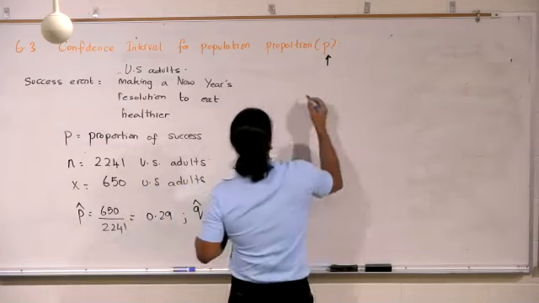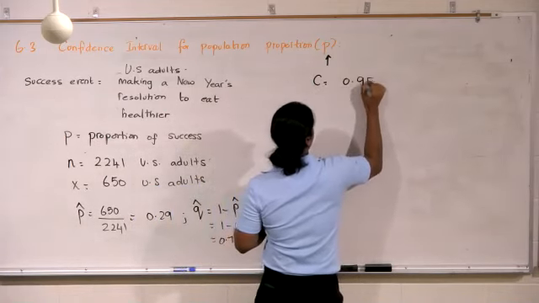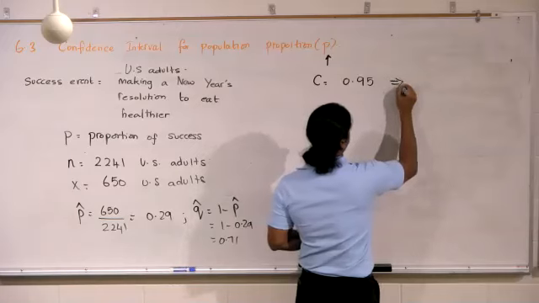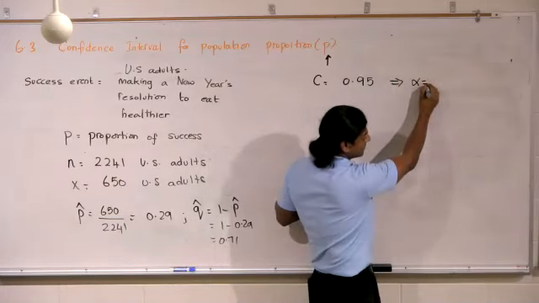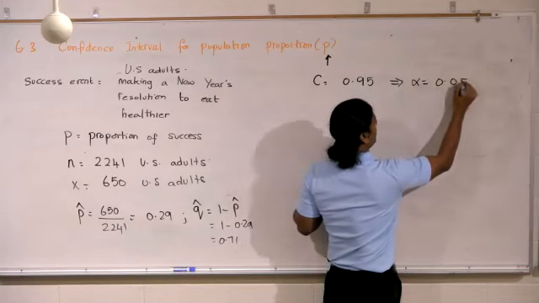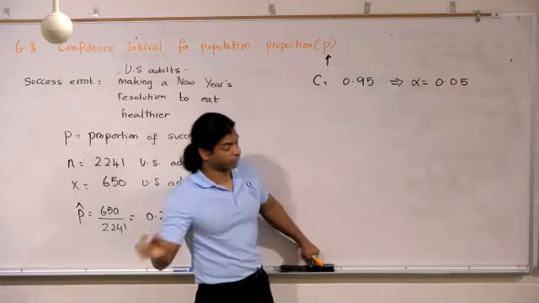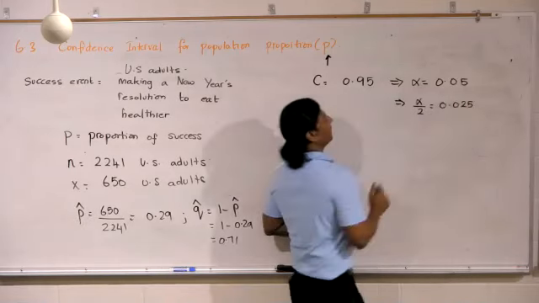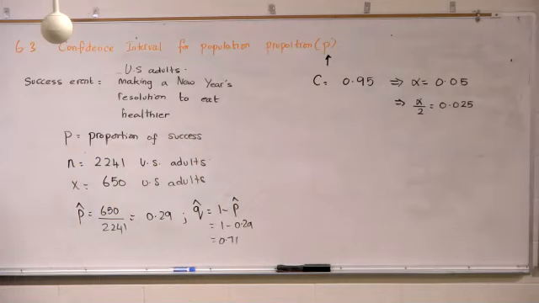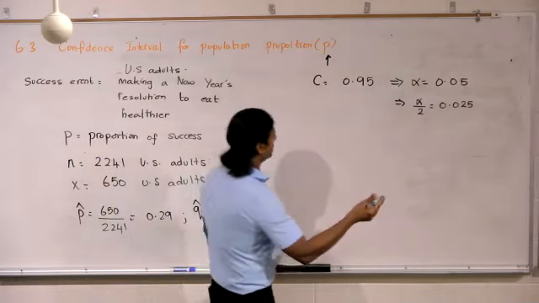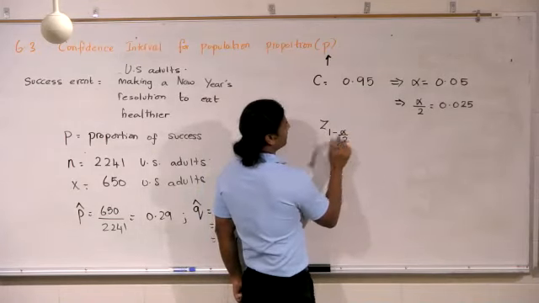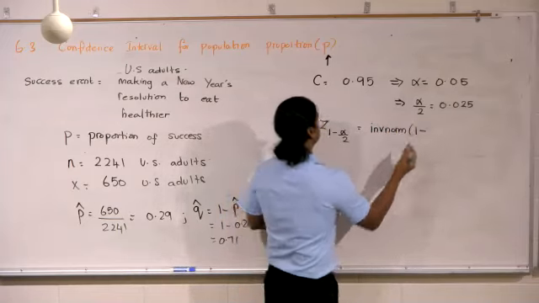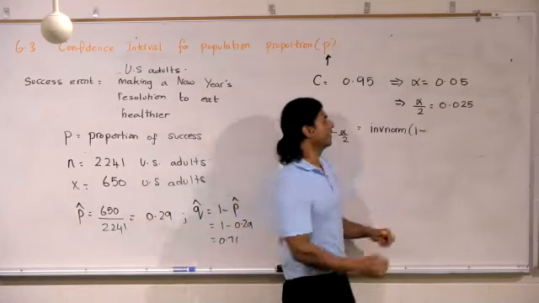Okay. So confidence level in this case is 0.95. If C is 0.95, what is alpha? If alpha is 0.05, what is alpha over 2? 0.025. So all we need is the right critical value. The positive critical value is inverse norm of 1 minus alpha over 2.